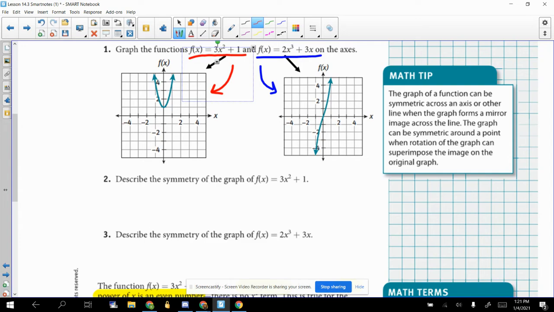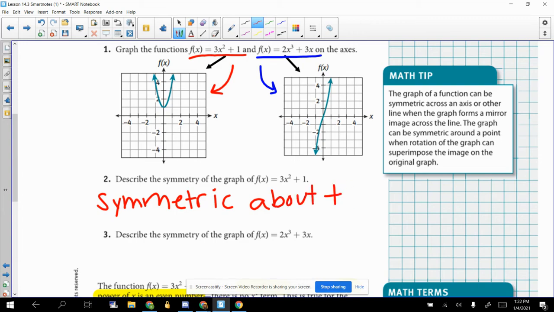And we would say that this is symmetric about the y-axis. Because if you folded that parabola right on the y-axis, it would be perfectly symmetrical. So symmetrical about the y-axis.